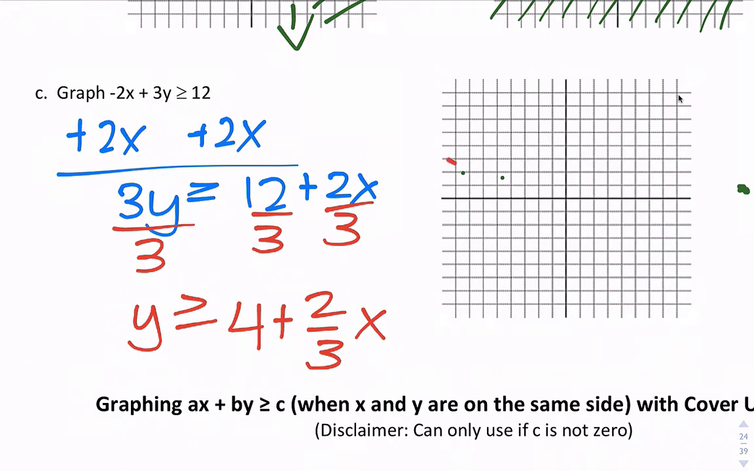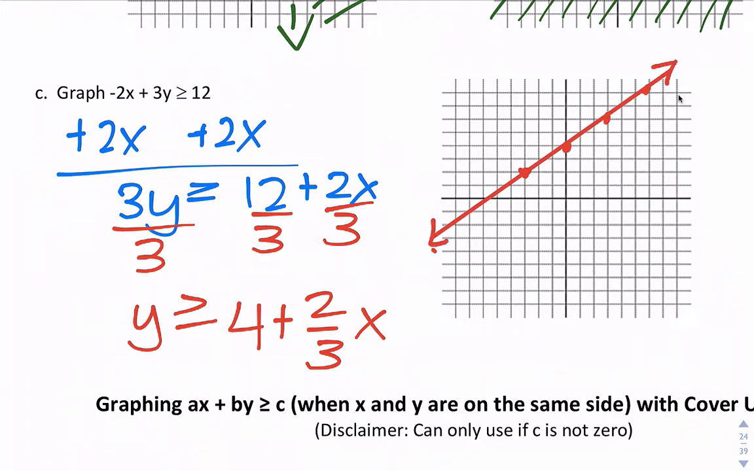So the y-intercept here, oops, I was going to erase that. The y-intercept is 4. 1, 2, 3, 4. Our slope is 2/3. It means you're going to go up 2 over 3. I'll do it a few times, up 2 over 3. You can go backwards, but go down and to the left. And it's a solid line because of our equal sign. That's not great. Let's do it again.